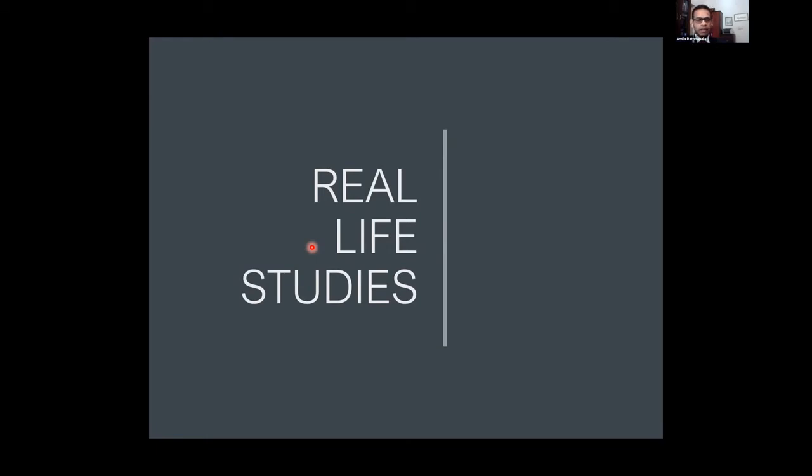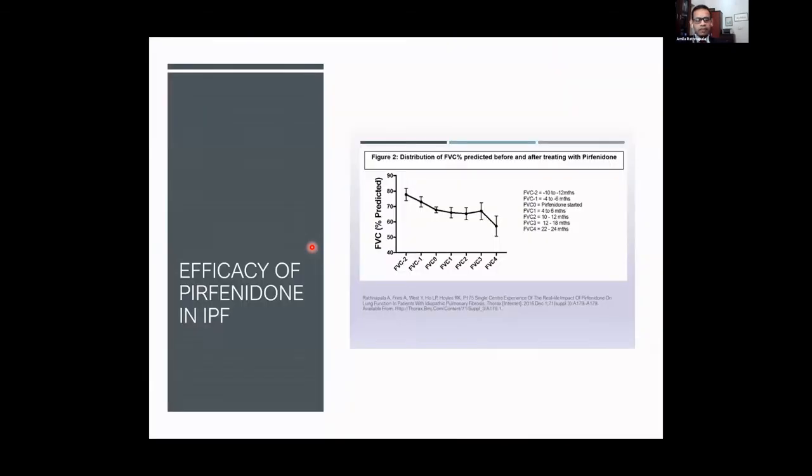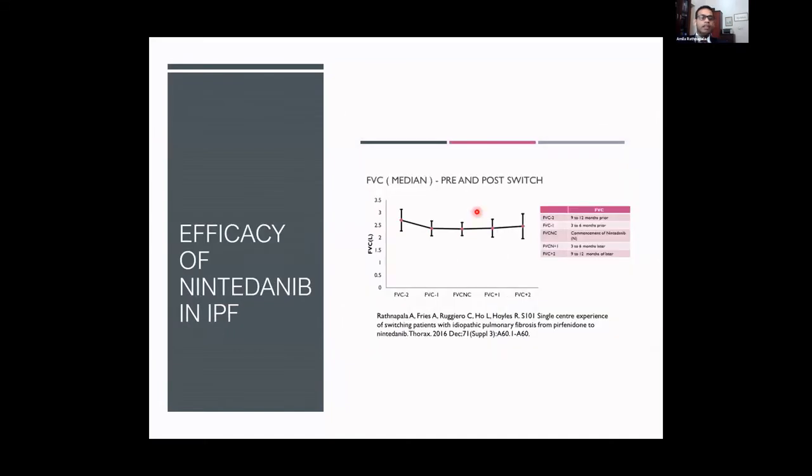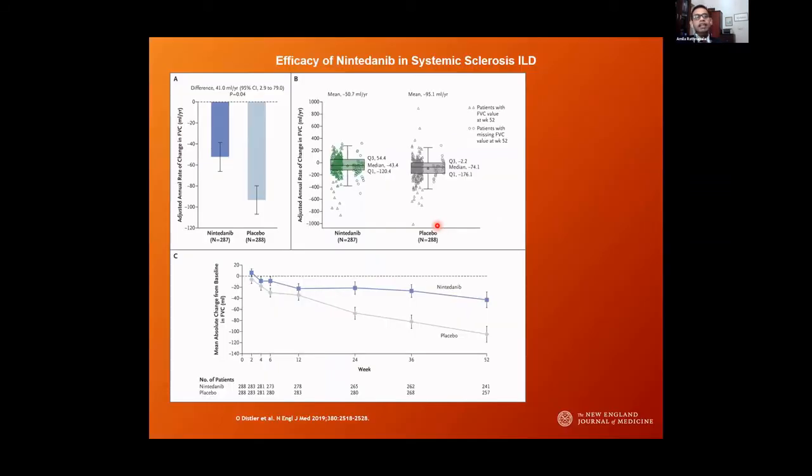So these are some real life studies. Actually, these drugs are very efficacious as well as safe. For example, with pirfenidone, you can see that before patients are started on it they have a decline, and it was stabilized with the treatment. And with nintedanib, you can see that before starting treatment they have a progression and then it has been stabilized. And if you take nintedanib in systemic sclerosis ILD, that is a fibrotic type of ILD, you can see that nintedanib has reduced the rate of progression of their lung volumes.